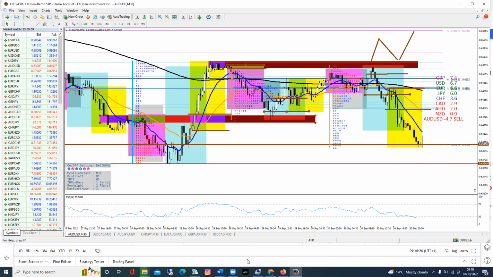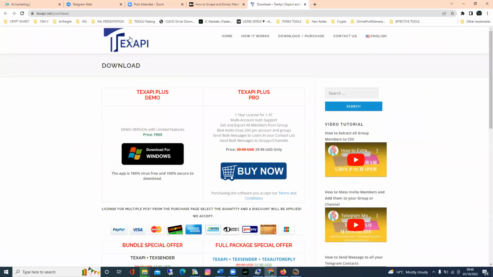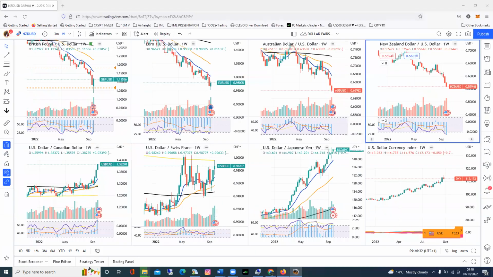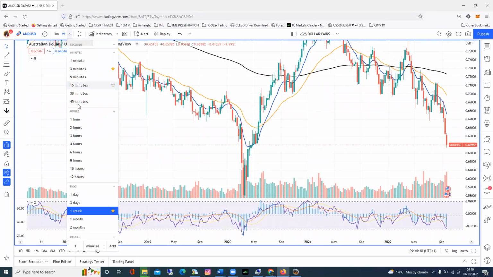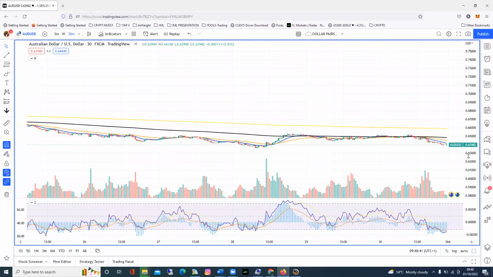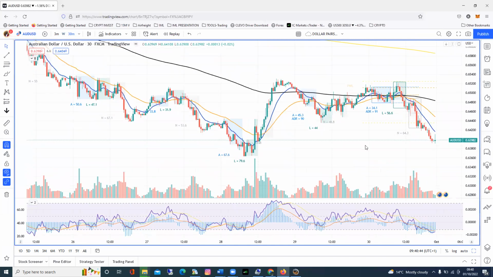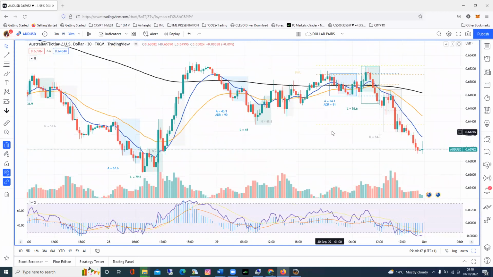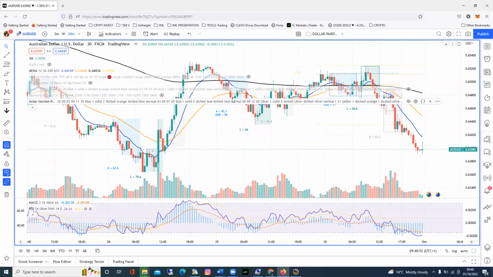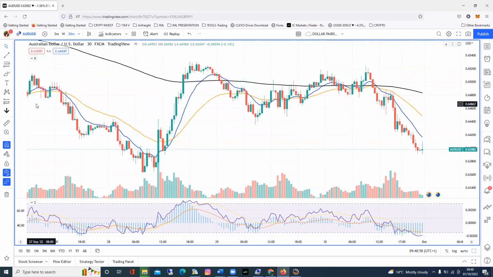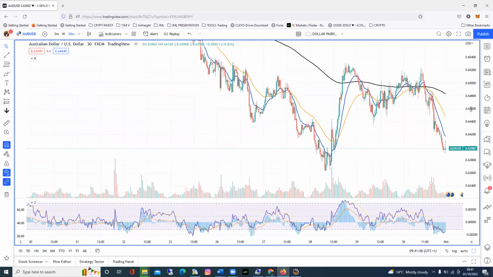If we go back to this, I want to show you some mood on TradingView. So we're looking at the Australian dollar, okay? And we're looking at a 30-minute chart, which is obviously the same chart that we are looking at. On this particular chart, if you want to base your trading on the trend, you will know that the only direction in which you want to go is to the downside, because the trend is definitely to the downside, okay?